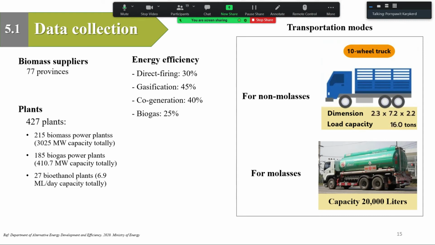First, speaking about data collection, I collected the data mostly from the website of the Ministry of Energy of Thailand. We have 77 provinces and 727 plants in total. And here is the energy efficiency of the different technologies. In Thailand, we use two different transportation modes. For non-molasses biomass, we use the 10-wheel truck, but for molasses biomass, we use the petroleum tanker truck.